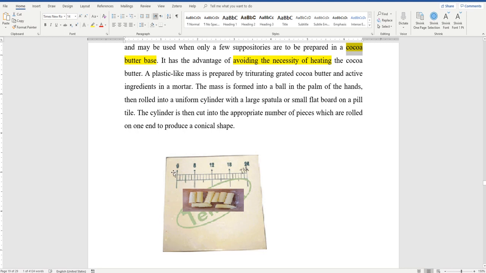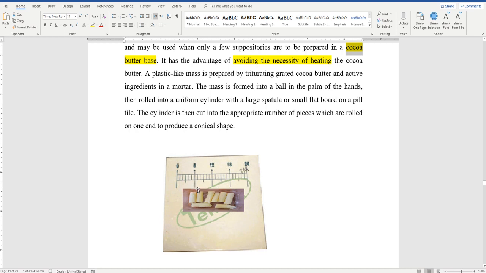This is a tile. On this tile you will see even a scale. After you roll the cacao butter with the drug, you cut it into the appropriate number of pieces. What do I mean by appropriate number? I mean that if you are adding drug for 10 suppositories, then you will cut it into 10 pieces. If you added drug for 5 suppositories, then you will cut it into 5 pieces.